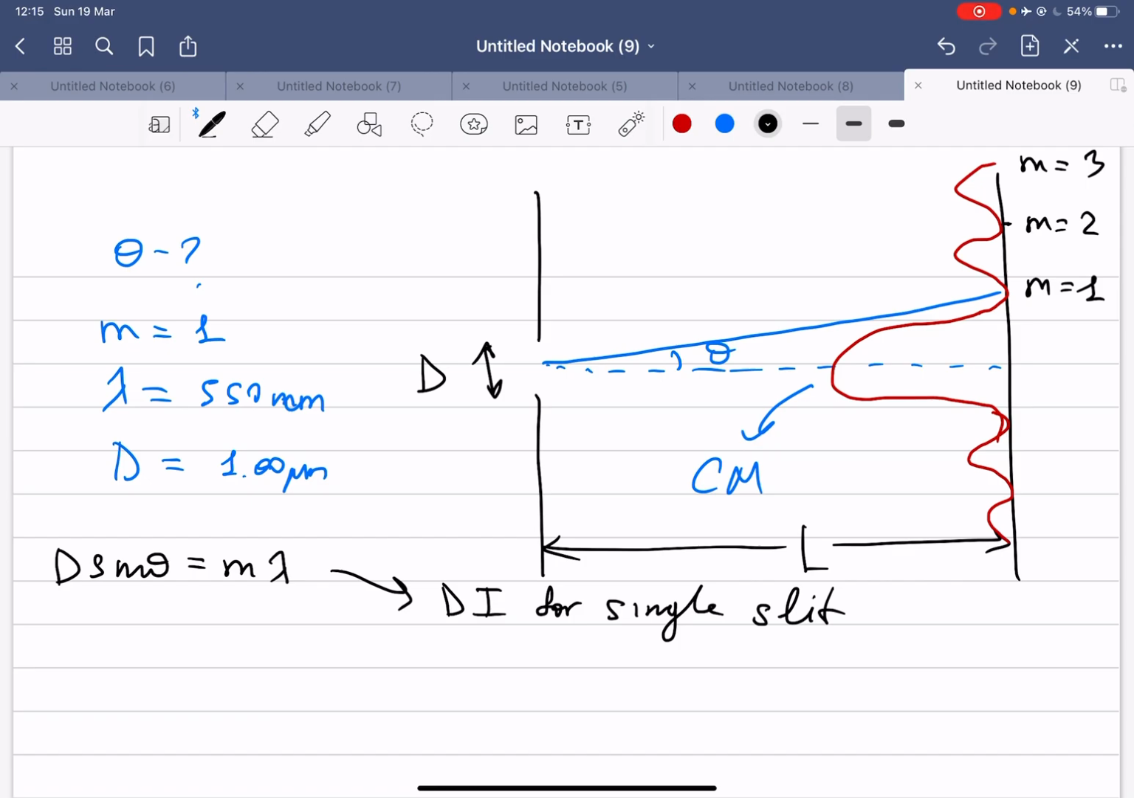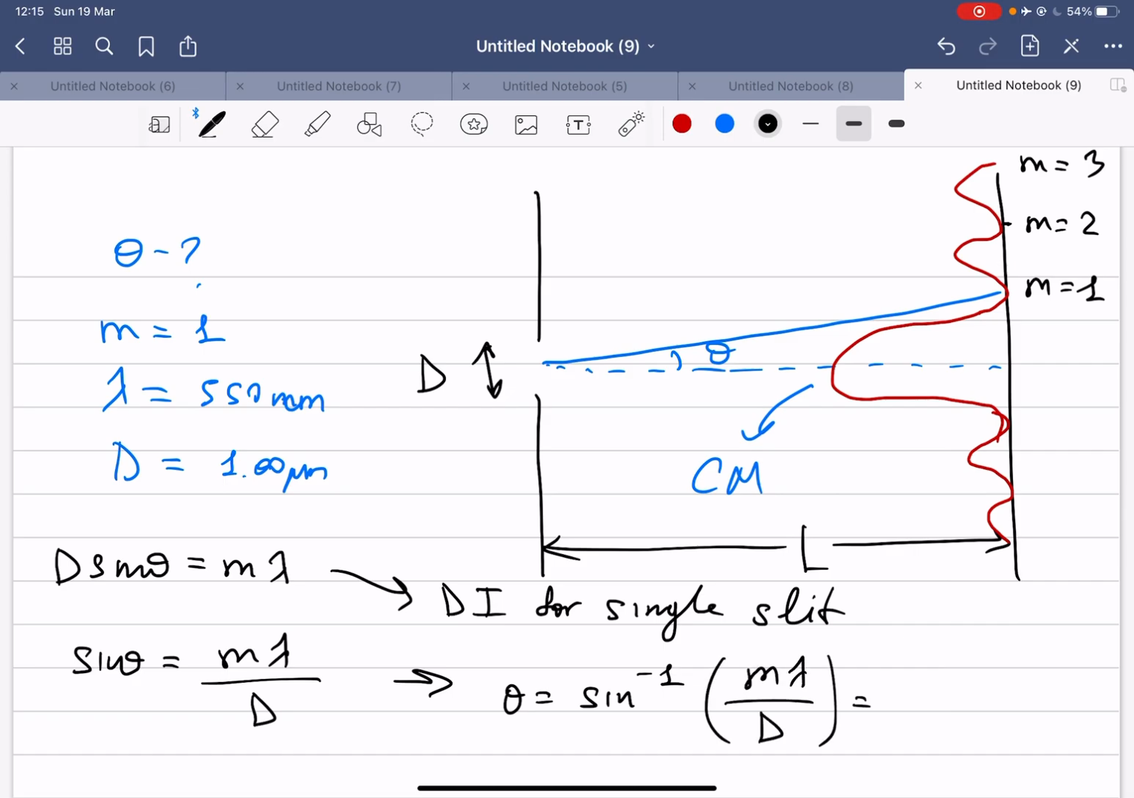So the theta will be here: sine theta is equal to m lambda divided by d, and then from here theta is equal to inverse sine of m lambda divided by d. So m is equal to 1, lambda is equal to 550 nanometers, which has to be in SI units, which is 550 times 10 to the power of minus 9 meter, and this d is equal to 1 times 10 to the power of minus 6 meter. Okay, by plugging them in you should get the answer.